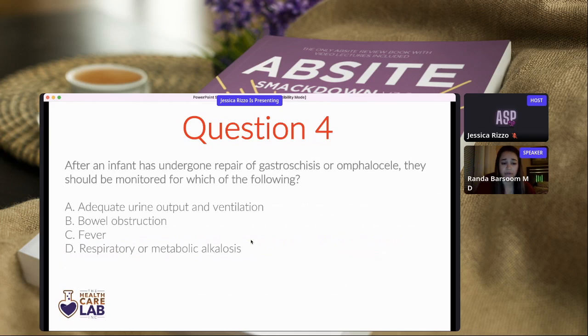So after an infant has undergone repair of a gastroschisis or omphalocele, they should be monitored for which of the following? Next.